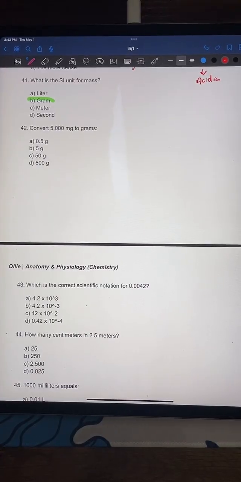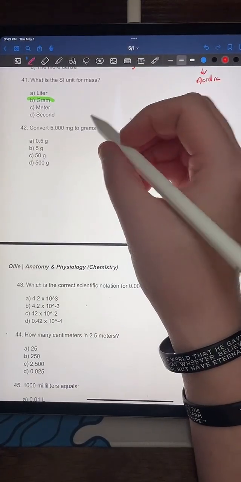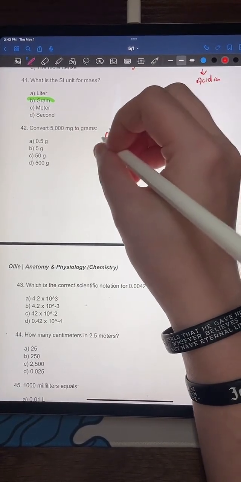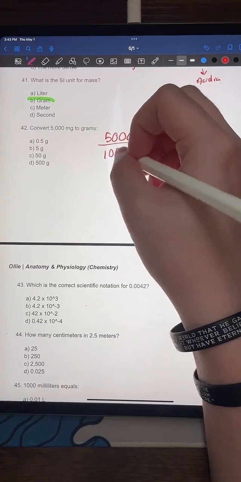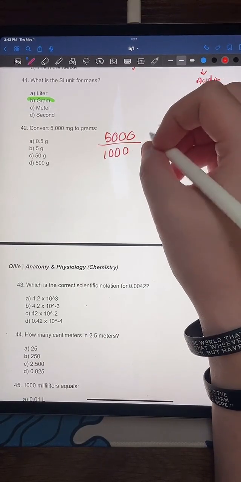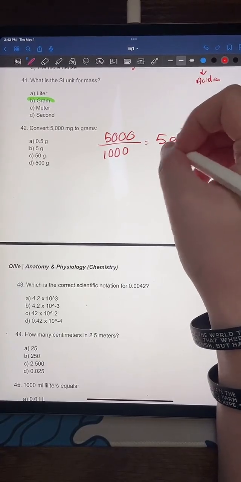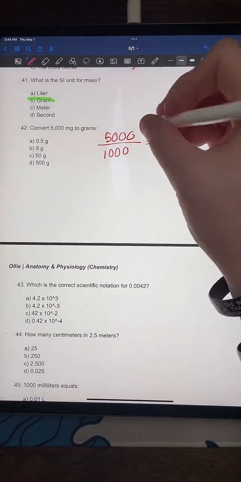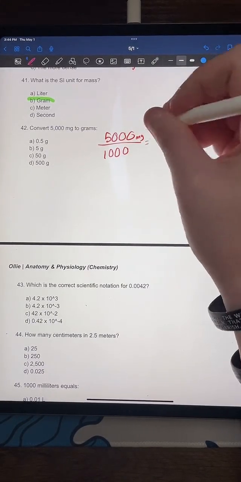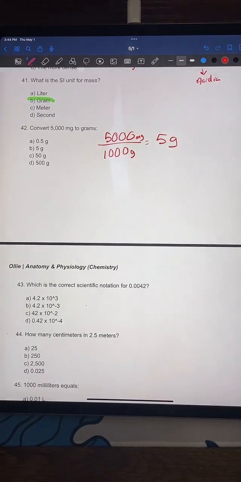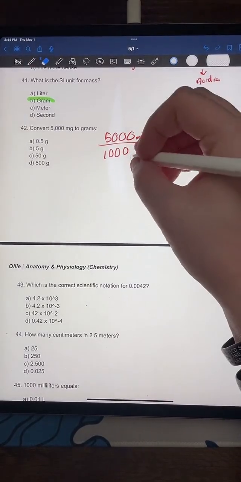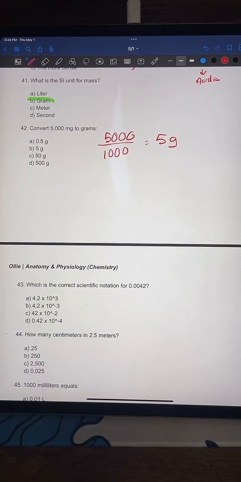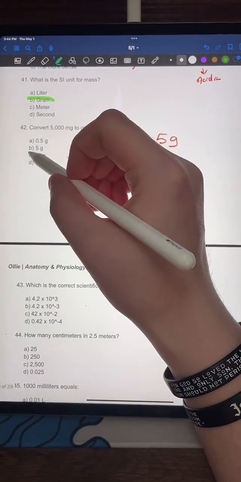Perfect. So for grams, which is a larger unit, what we would do is take 5,000 and divide it by 1,000 to get 5 grams. So 5,000 divided by 1,000, we get 5 grams, which is C.